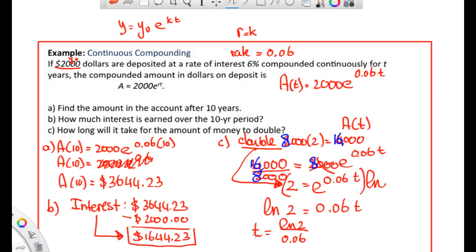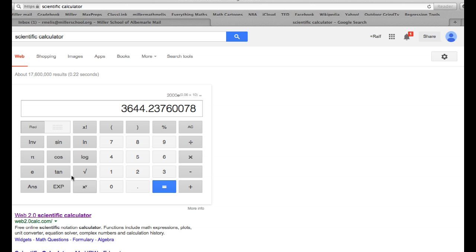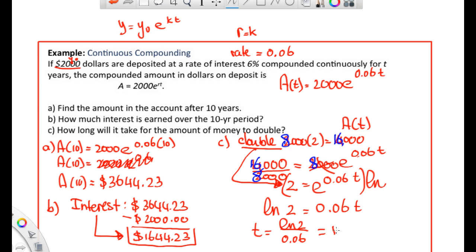Okay, so back to my calculator. Let's clear this. I need to take the natural log of 2, and I'm going to divide that by 0.06. And so the answer is 11.55. So that takes 11.55, so just over 11.5 years, and that's it.